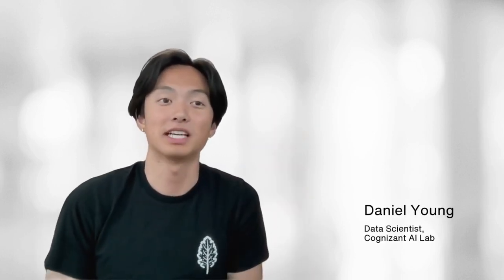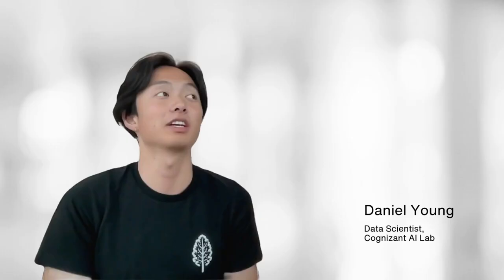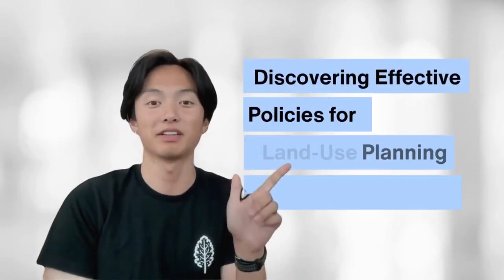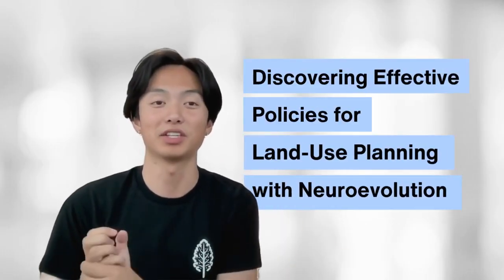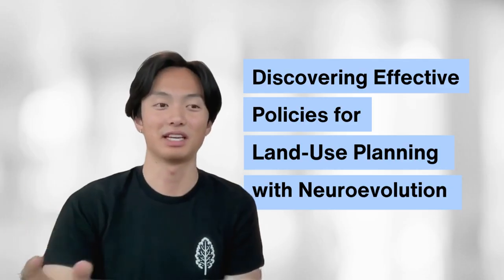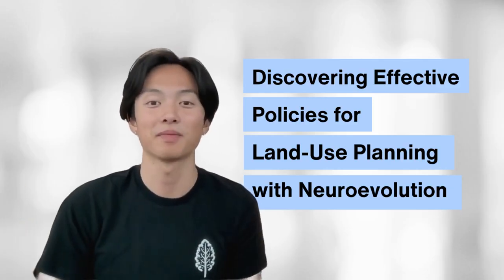Hi, I'm Daniel Young from Cognizant AI Lab, and today I'm going to be talking to you about discovering effective policies for land use planning using neuroevolution. Yeah, it's a mouthful, but let's get right into it.